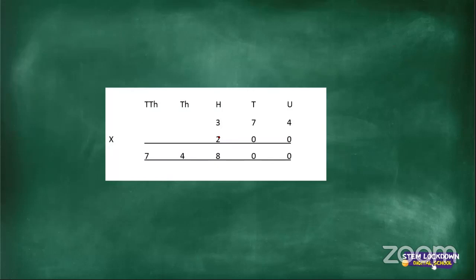We always start by taking the number and multiplying the units first. So we're going to multiply this 2 with that 4. 2 times 4 is 8. Then we multiply this 2 with the 7. 2 times 7 is 14. So we put the 4 here and we carry a 1. Then we take 3 times 2, which is 6. 6 plus the 1 is 7. So we get the answer of 74800.